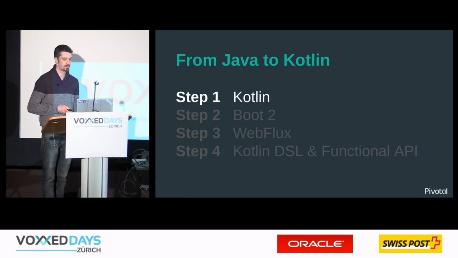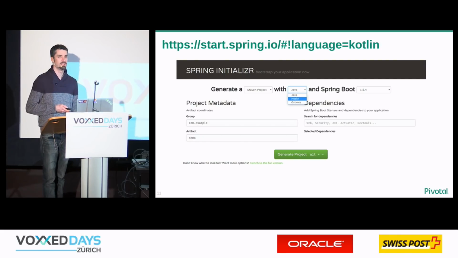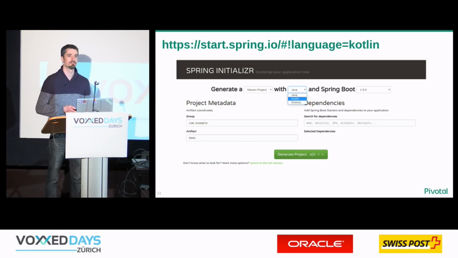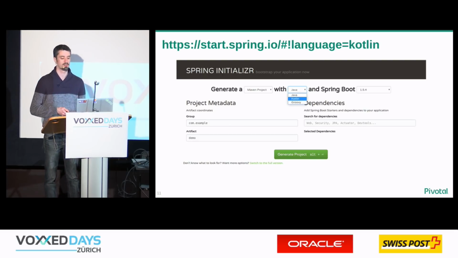So step 1, from Java to Kotlin. The easiest way to start a new Spring Boot project with Kotlin is to go to start.spring.io. You can see that there is a special URL that will automatically select the Kotlin language by default, or you can select it in the combo box.